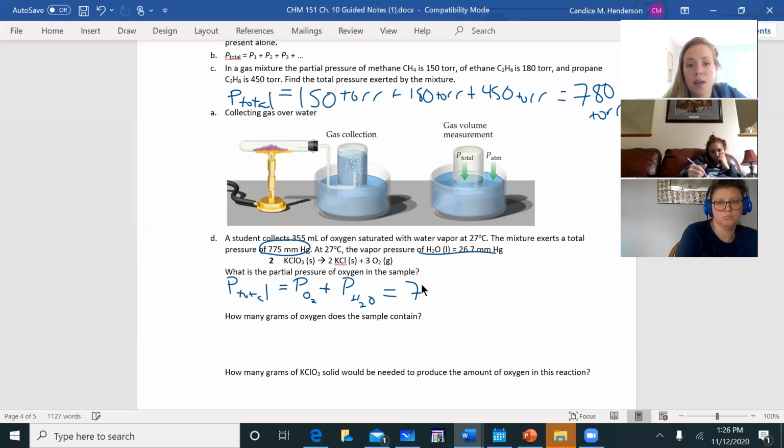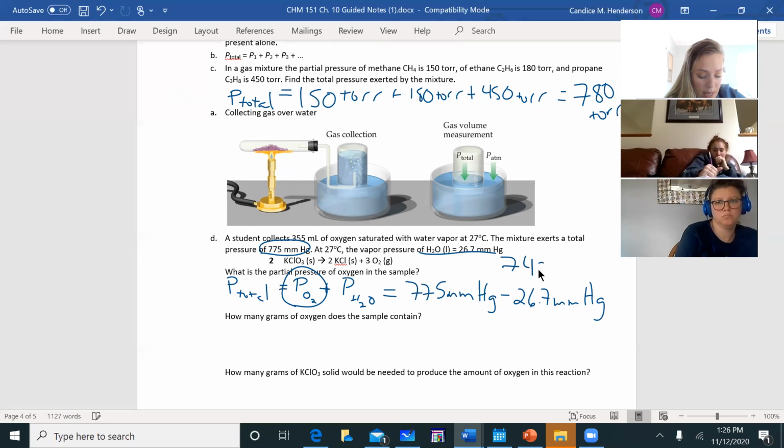We've got 775 mmHg. I need to subtract out the 26.7 mmHg though, in order to get just the oxygen. When we do that, we end up with 748.3 mmHg. If you were to skip that step and just use this as your total pressure for your oxygen, your pressure would be too high. You would actually be measuring more oxygen gas than is actually there because it's exerting a higher pressure.